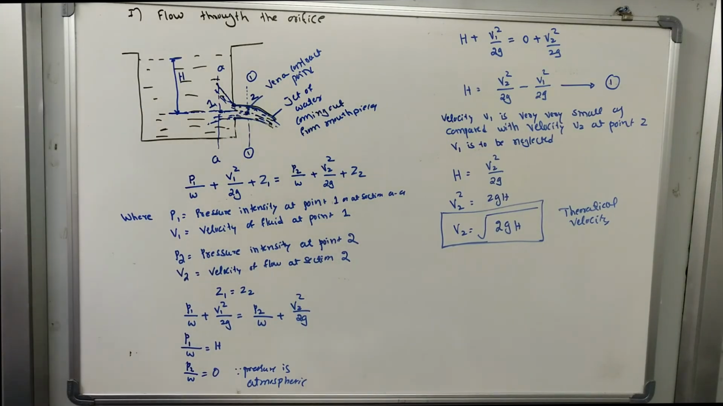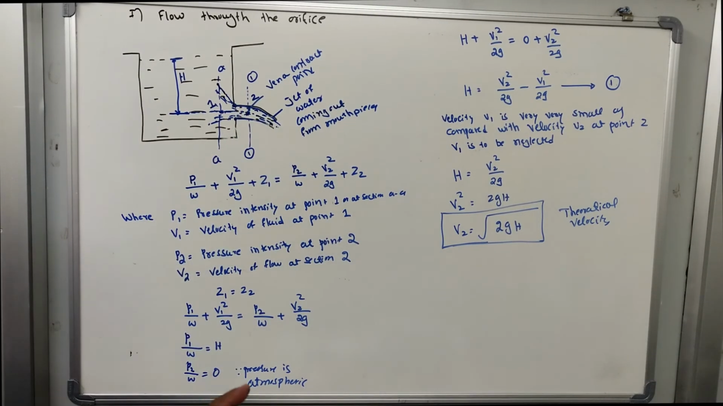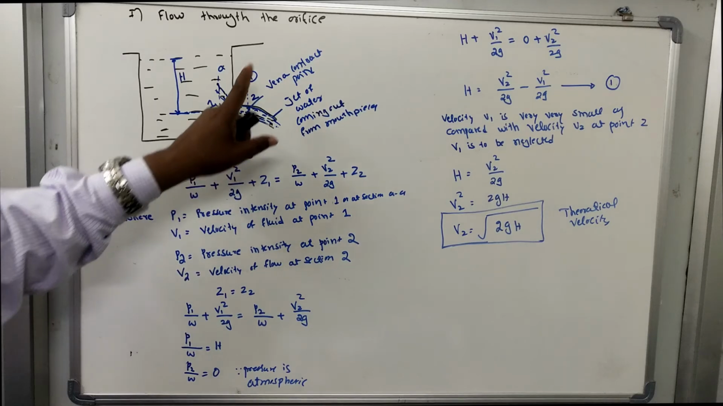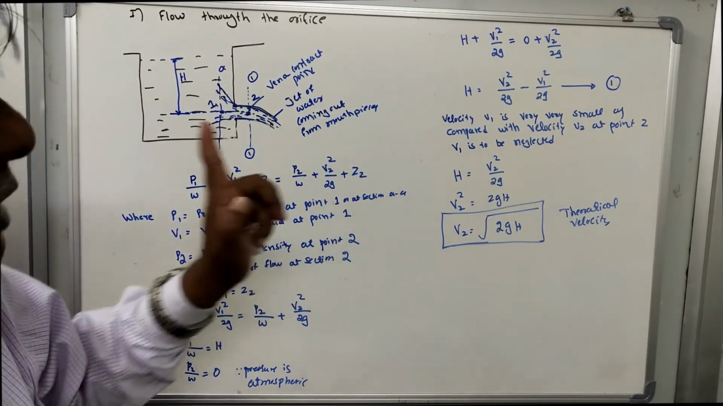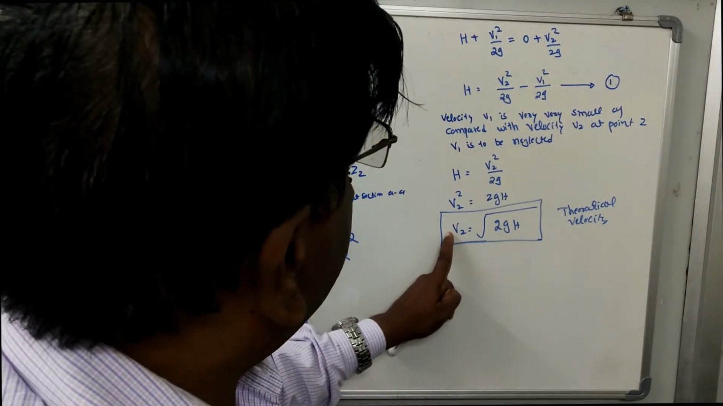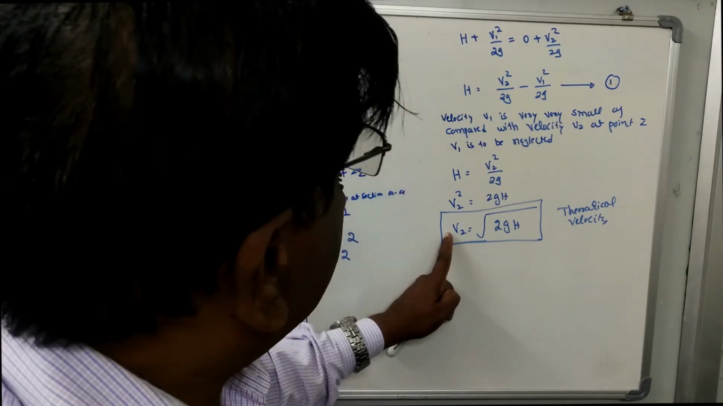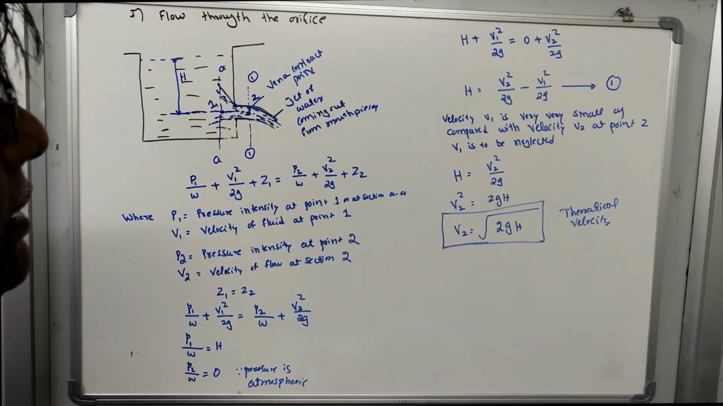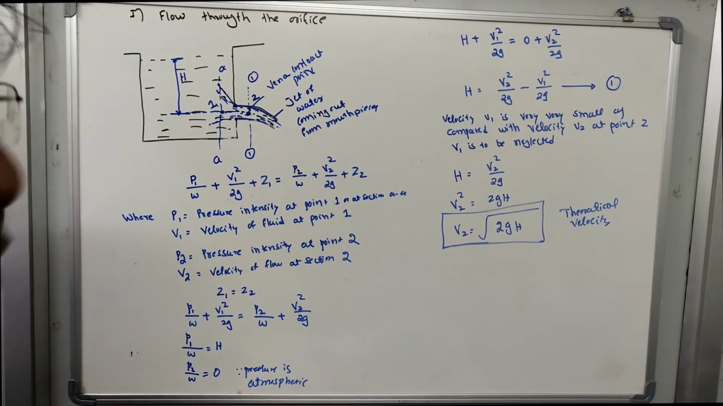So you have found the theoretical velocity of the orifice. It is not the actual velocity, because there is a loss of velocity due to the orifice. Theoretical velocity is equal to V2, or the theoretical velocity through the orifice is equal to the square root of 2gH. What is g? It is the acceleration due to gravity. What is H? It is the head of the fluid in the tank over the orifice.